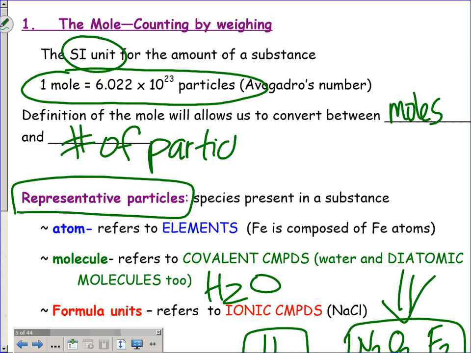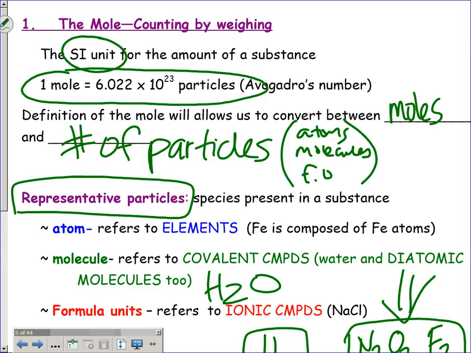And the particles, that's not very descriptive, right? Particles come in 3 flavors, and that's what I have here. Particles can be referred to as what, and what? Atoms, right? Molecules, or formula units.